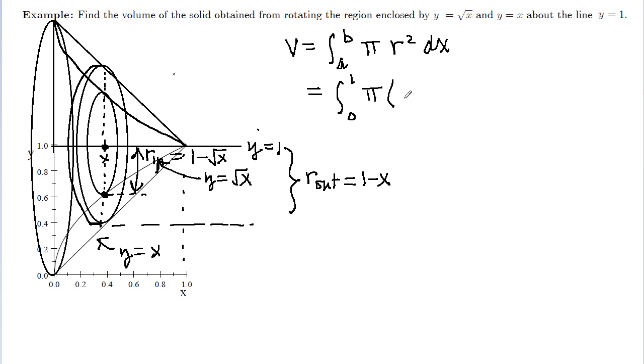So outer radius, 1 minus x, that gets squared, minus the inner radius, 1 minus root x, and that gets squared. Close it up, and dx. So there's our setup. And then performing this integral is not too bad here. You're going to FOIL this out, collect your like terms, and then it'll be power rule. Okay, so we know how to finish that. So that's going to be expand and then plus power rule.